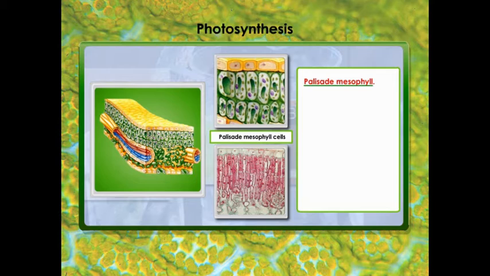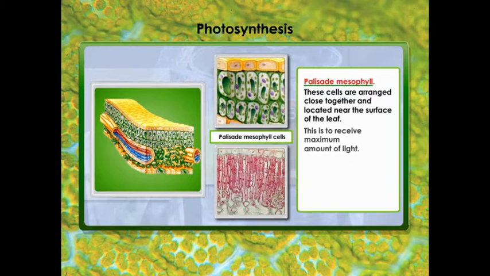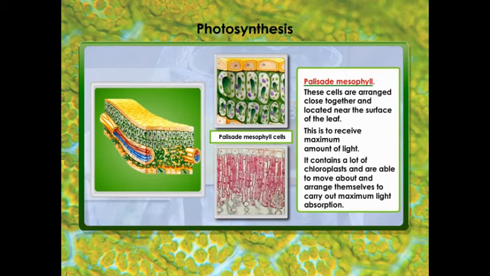Palisade mesophyll. These cells are arranged close together and located near the surface of the leaf. This is to receive the maximum amount of light. It contains a lot of chloroplasts, and they are able to move about and arrange themselves to carry out maximum light absorption.